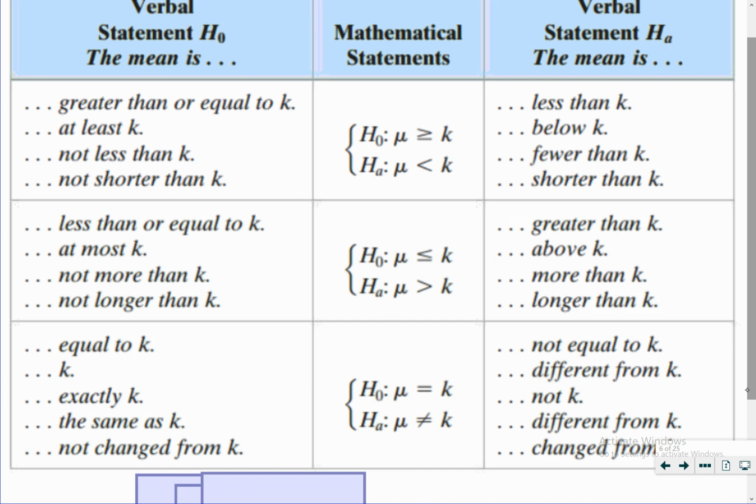All of these are written in terms of a mean, but it might not be a mean. It might be a variance or standard deviation or proportion or something else that we're making a claim about. This is just our most common one that we see.